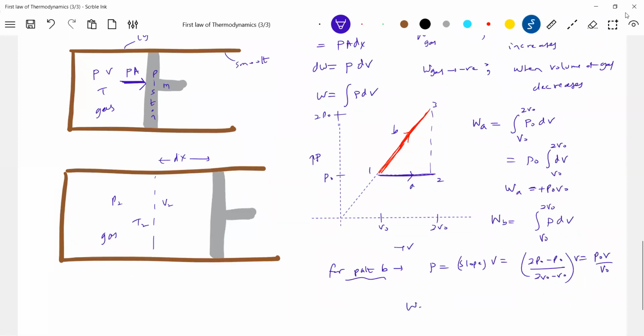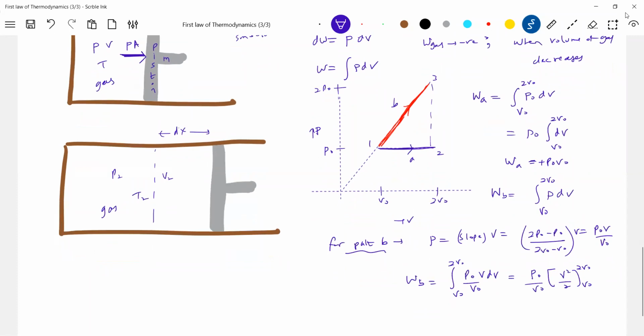Let me substitute here. Work done along path B is the integral of P, so P naught over V naught times V dV. I'll take P naught over V naught outside. This will become V square by 2, from V naught to 2V naught: 4V naught square minus V naught square. So this will be 3P naught V naught by 2.